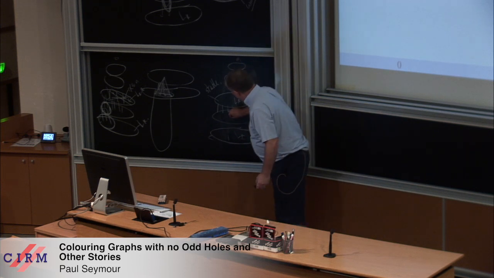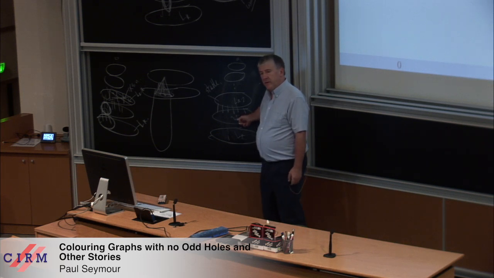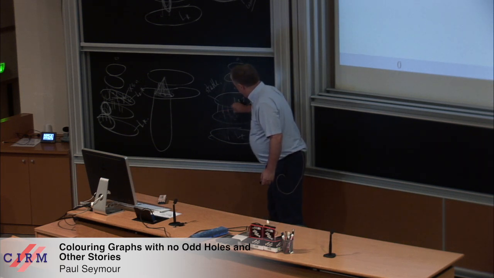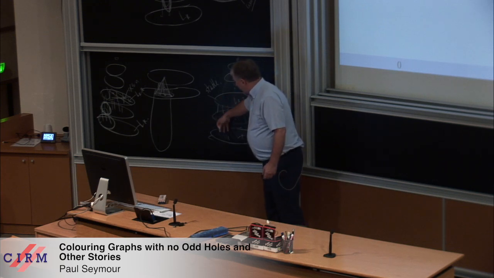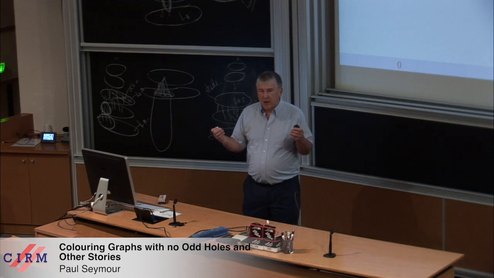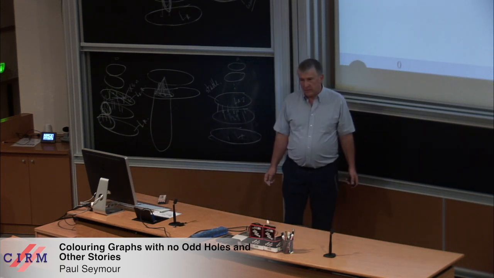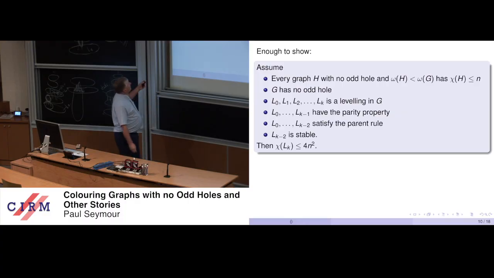Suppose I could prove this level is 2n colorable. Then I could break it into 2n stable sets and look at the children of each one. Each of them would be 2n colorable by the same argument, and then I would have 4n square colored the bottom. So that's the difference between this one and that one.